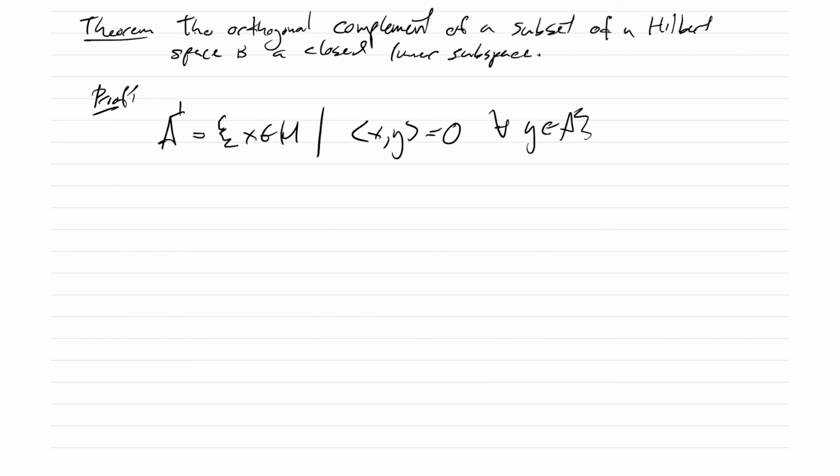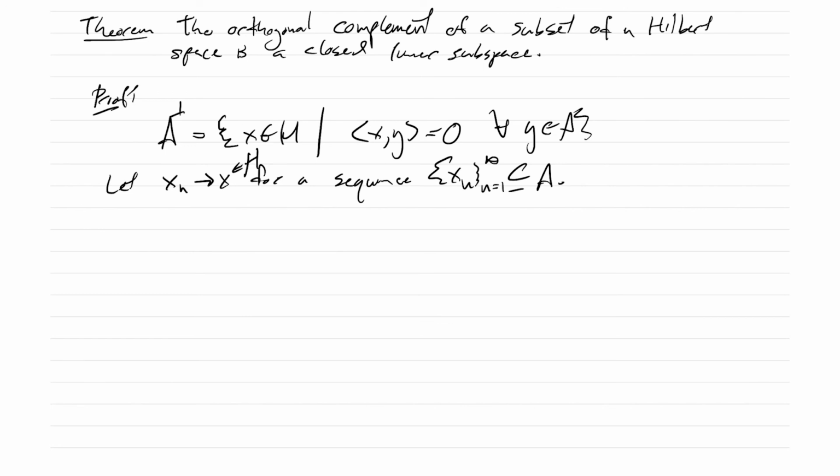Okay. So first of all, we can show it's closed. So let x_n, n equals 1 to infinity, be a sequence, a subset of A. Sorry, trying to be precise. There we go. And we'll say it converges to something in H.